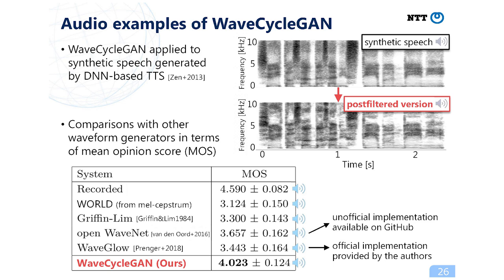Okay, and here are the comparisons with other waveform generators in terms of MOS score. These two are neural vocoders, WaveNet and WaveGlow. Note that for WaveNet, we used the unofficial implementation available on GitHub, but for WaveGlow, we used the official implementation provided by the authors. As the results show, WaveCycleGAN was able to produce more natural speech than other competing techniques.